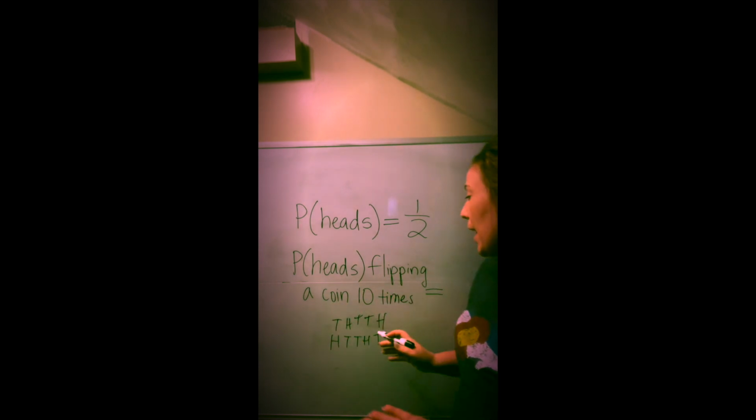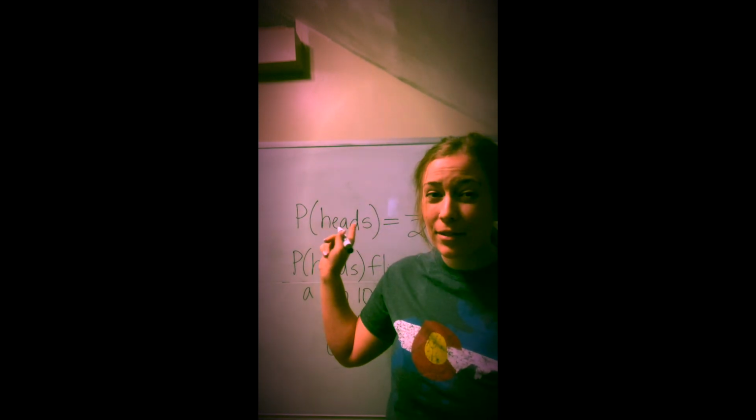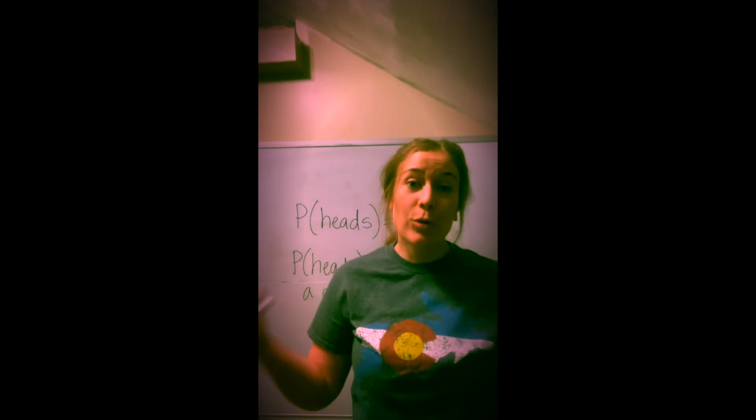I just flipped this coin 10 times. How many times did I get heads? 1, 2, 3, 4. So that would be 4 out of 10, and that can be simplified to 2/5. Well, that probability isn't half. You see that? That's because mine was an experiment, and this one is in theory what would happen. So those are the differences.